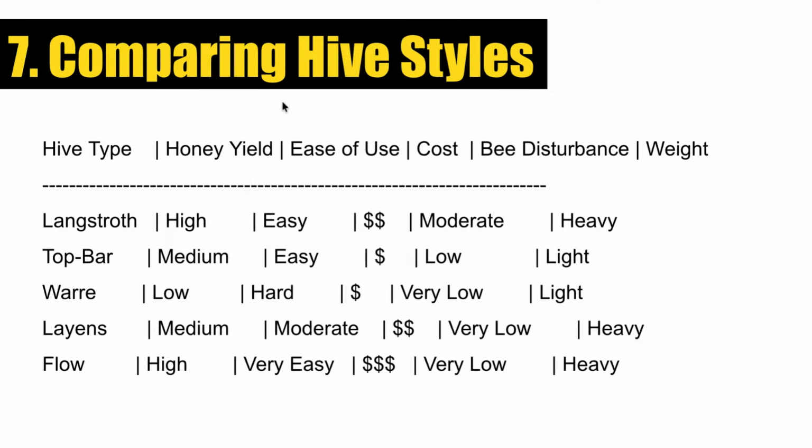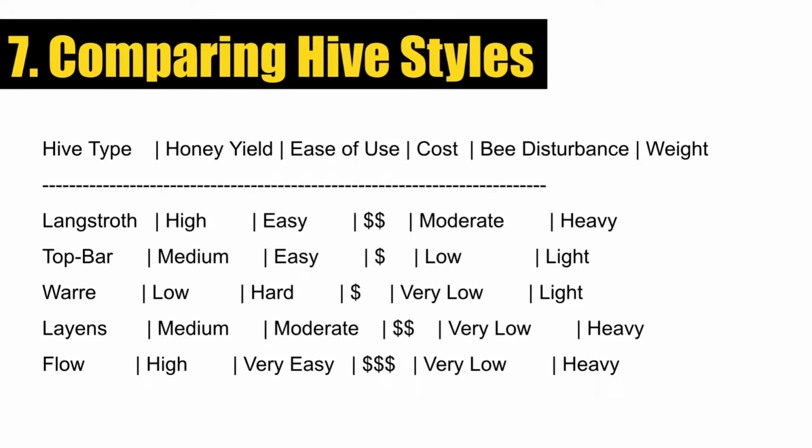So the hive type Langstroth: honey yield high, ease of use easy, cost not really expensive, but it's not as high as the flow hives. Bee disturbance moderate. That's really the beekeeper, not the hive itself. And the weight heavy, because you have heavy supers. The top bar hives: honey yield medium, ease of use pretty easy, cost not as high, I would say. Bee disturbance low, weight light.